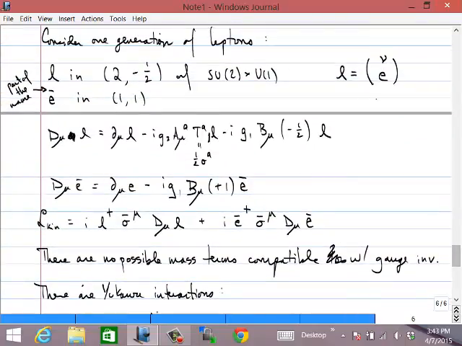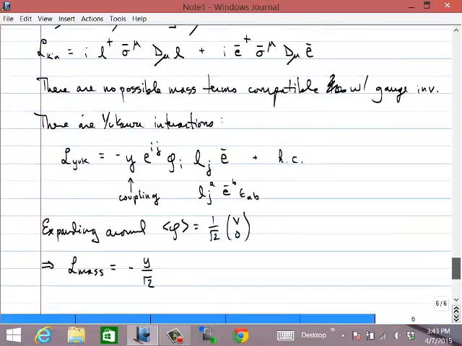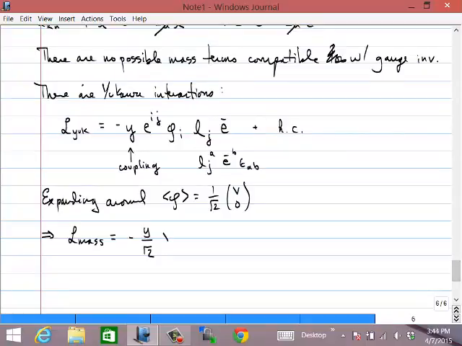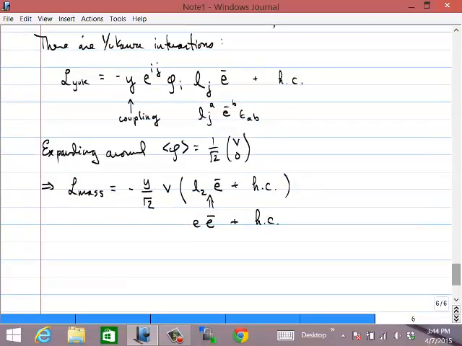And what did I call L? L had a nu in its top component and E in its lower component. So we contract with the two-dimensional epsilon symbol. And you get v times the second component of the lepton field times E bar plus Hermitian conjugate. So this is how the leptons get mass. So the leptons get their masses from the Higgs field.